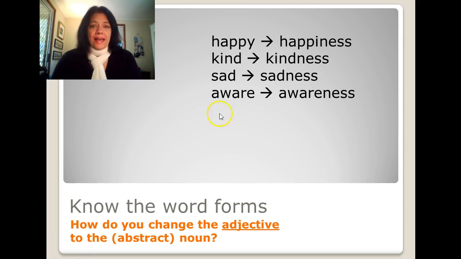After a Y, happy ends in Y. You need to remove the Y, add an I, happiness. Another one which I haven't written here is lovely. Lovely ends with a Y. Remove the Y, loveliness, L-I-ness. And there are some more there. Notice with this word aware, we keep the E.